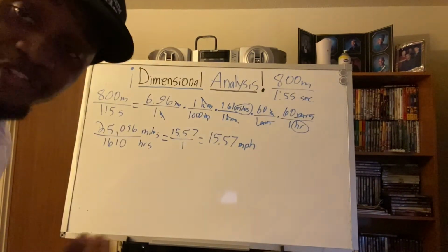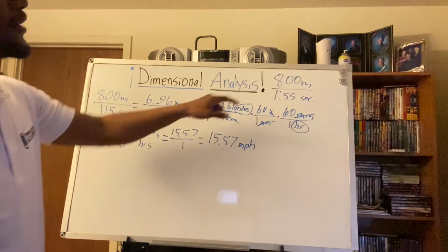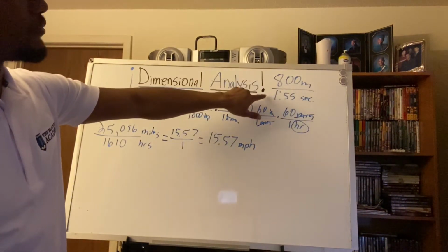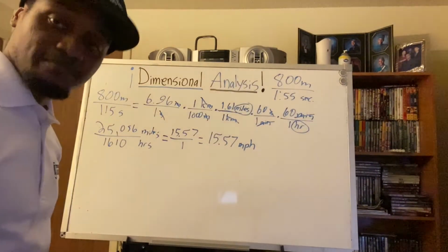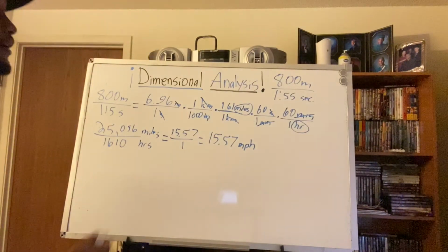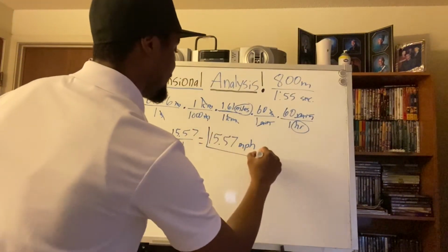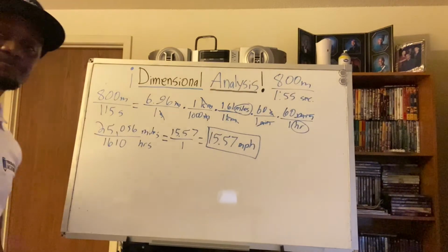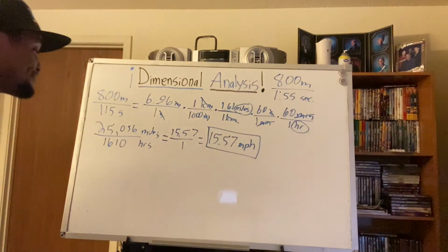And there you have it, folks. That is actually my speed. So in this event, my 800 meter event, when I ran a minute and 55 seconds, my average speed for that event is 15.57 miles per hour. So not too bad.